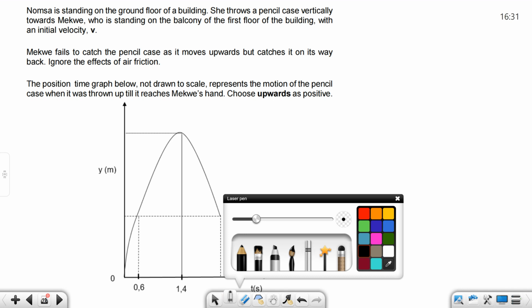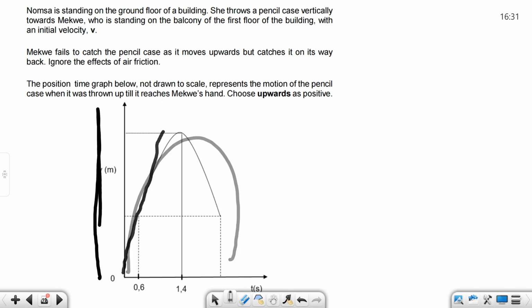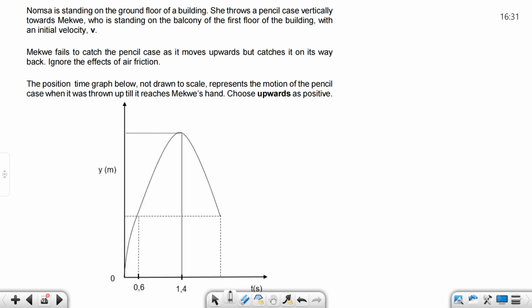Okay, so what happened now is the pencil case was thrown upwards. This is where Mekwe's hand is. But she failed to catch it on its way up. Generally, it's going to reach a maximum height and then fall back. Guys, it's not that the object is going this way. The object is going this way and this way. That's all. So don't think that Mekwe is stretching to catch. She's not a goalkeeper.